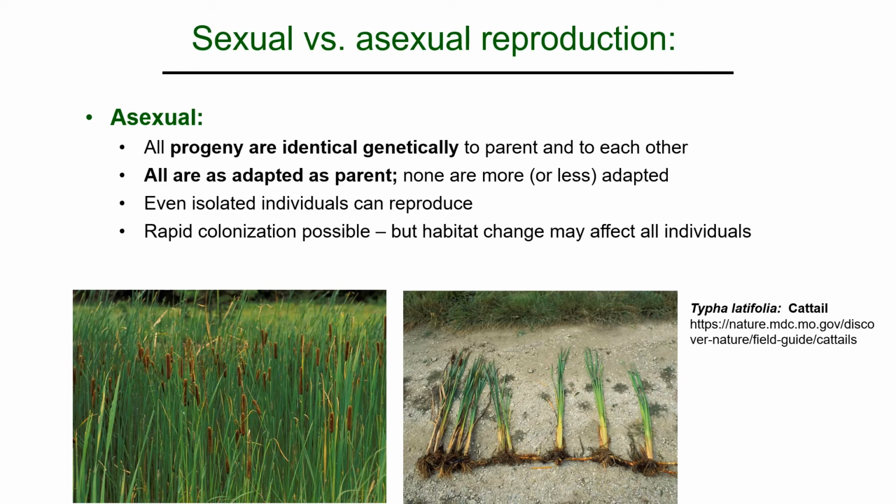So if environmental conditions change, then any change in the habitat will equally improve or worsen conditions for all of the individuals of that species. As you see here, there's a picture of cattails in a wetland. They're all genetically probably the same. This version of reproduction allows for very rapid colonization because even isolated individuals can reproduce. If you just have one individual, that individual can form new individuals, and reproduction can happen quickly, and the species can spread across a new habitat.